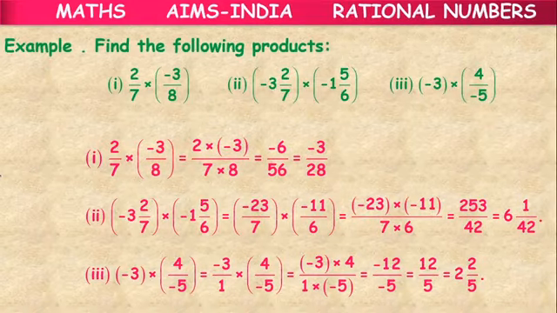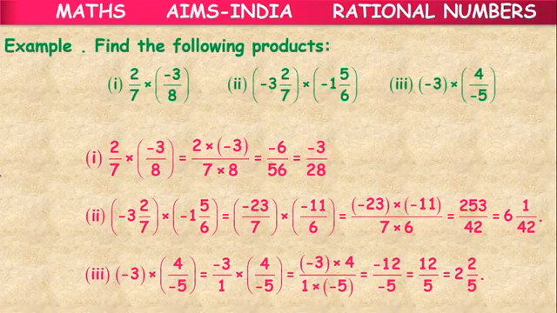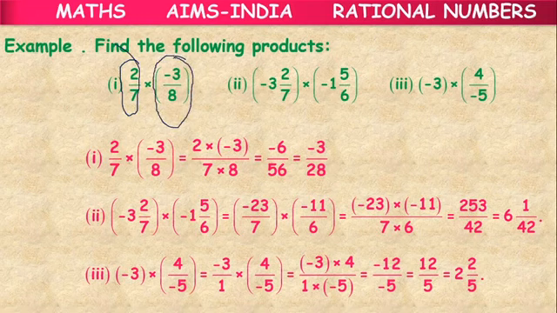So let's see some examples. Let's find out some products. Let's apply the steps which we learned in the earlier slide. So here two rational numbers are there: 2 by 7 and minus 3 by 8. How to multiply them? Numerators we have to multiply. Denominators we have to multiply. That numerator product is to be kept over the denominator's product.